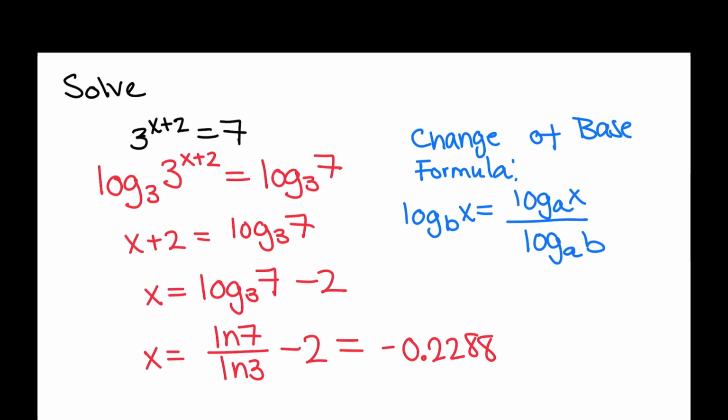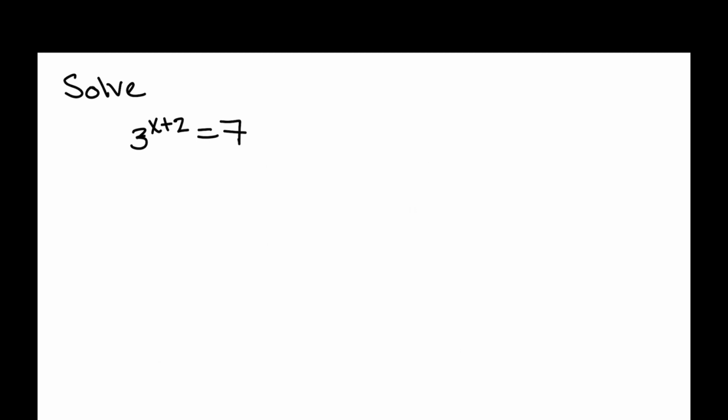Now, if you don't want to remember or use the change of base formula, let me show you another way that we can get the exact same answer without actually using this change of base formula. So another option we have is we could take log of both sides, but this time let's take a log that has a base that we can work with in our calculator. So let's see what happens if we take natural log of both sides. So now I've got natural log of 3 to the x plus 2 equals natural log of 7.